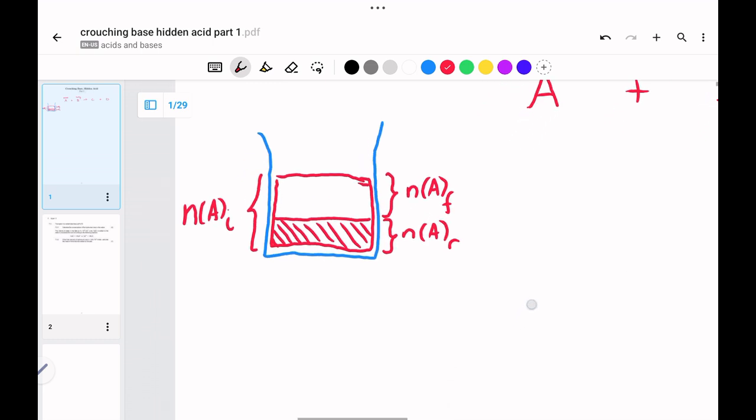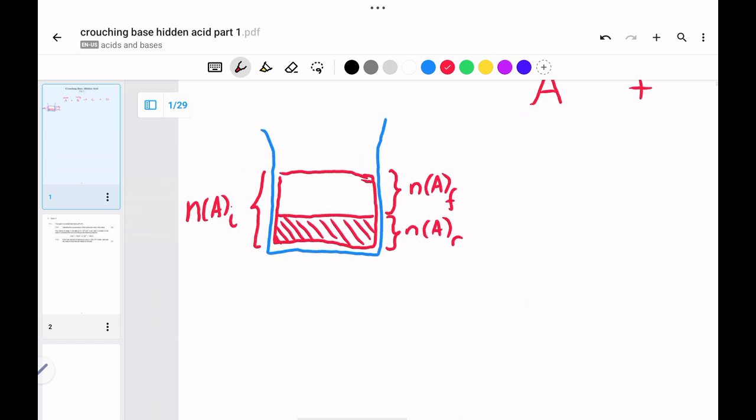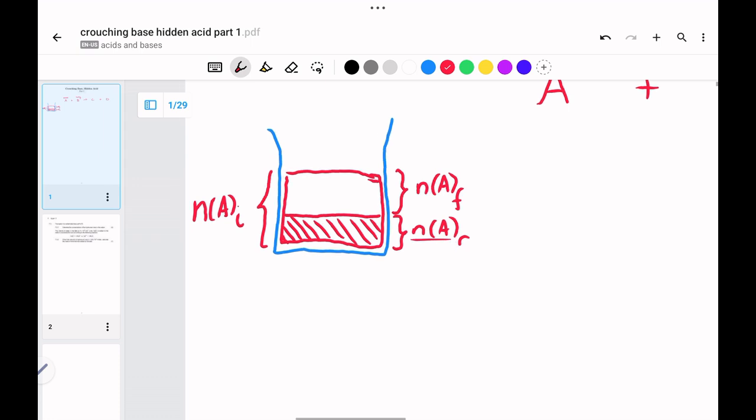And then mathematically, what we can write is that this one is related to the other two by the following equation. The moles of A that react are simply what we start with minus what we are left with. This is what we lost. That's how you can find the moles of A that react.